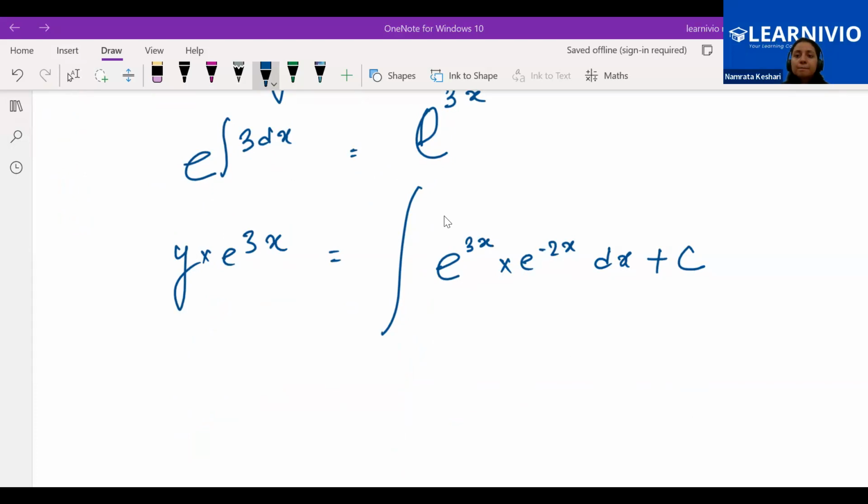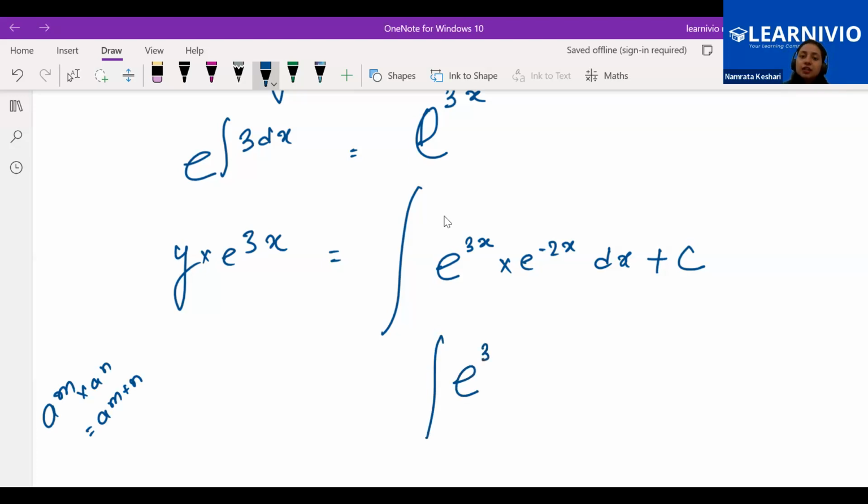We do integration by parts. Integration by parts, this is very simple. Tell me. We just multiply the... I don't know. We just add the exponents. Exactly. Because we know that a to the power m into a to the power n is a to the power m plus n. Yes, ma'am. Okay. So since it is a product, we will add them.